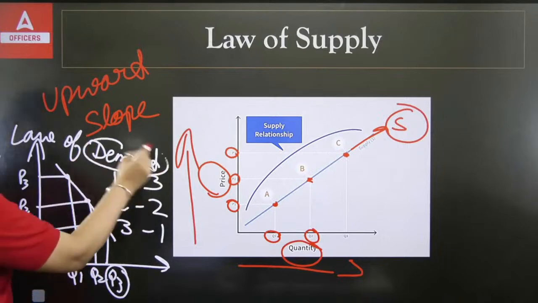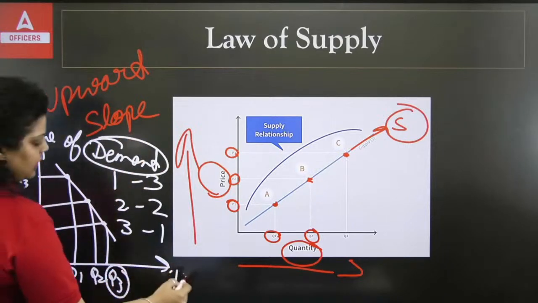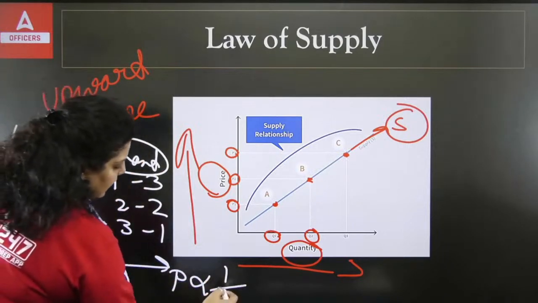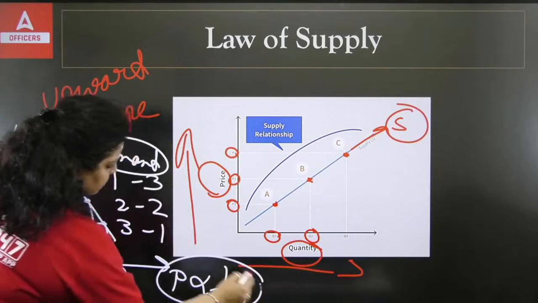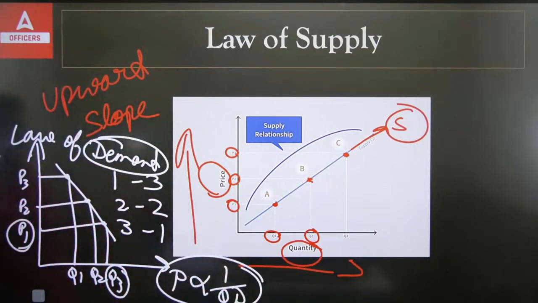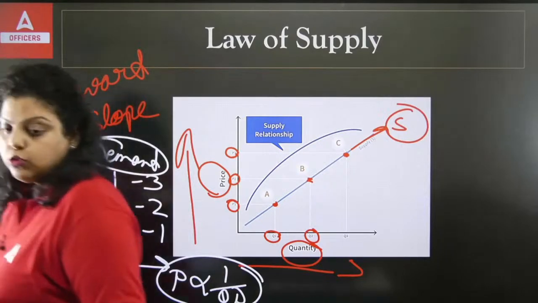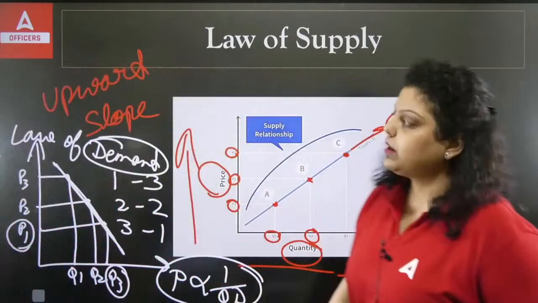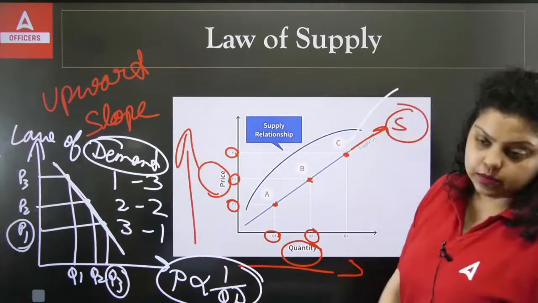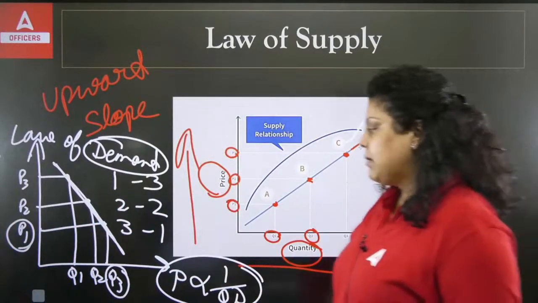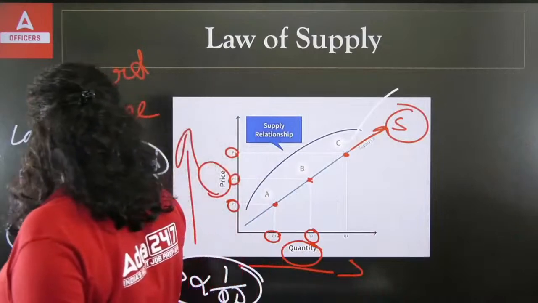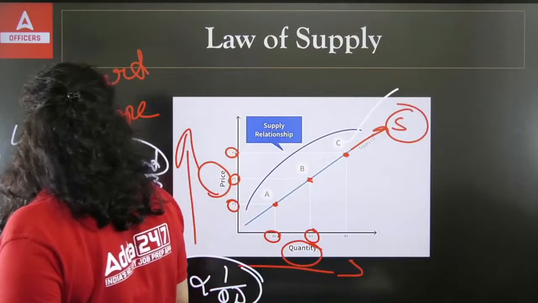So the law of demand says that price and quantity demanded have an inverse relation. This is what the law of demand says, and its slope is a downward slope. But the law of supply has an upward slope. Clear? Some questions can be asked on this also, so do remember which law has which slope. Okay? Now next.